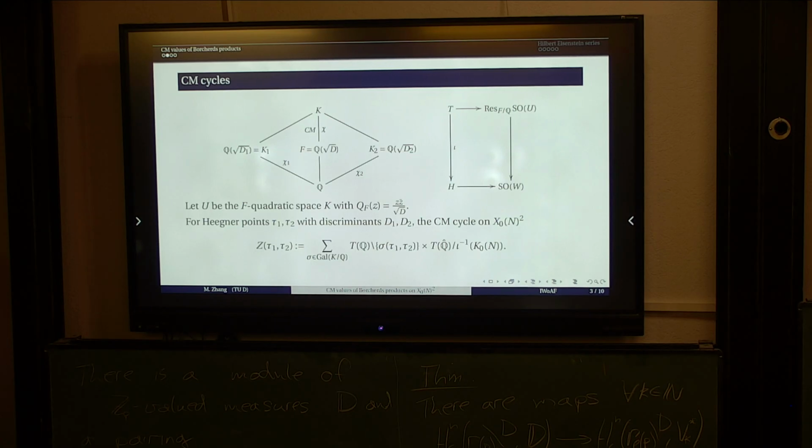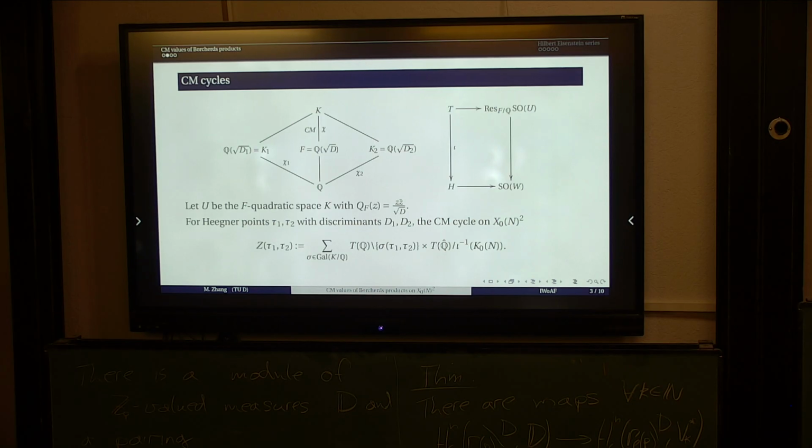We suppose K is a CM field, and then it contains a unique real quadratic subfield F, and we define the Hecke characters chi, chi1, chi2 to be those of the relative quadratic extension K over F, K1 over Q, and K2 over Q. Let U be the F quadratic space with the quadratic form norm over square root of D. Let the maximal torus T be the inverse image of the restriction of SOU from F to Q in H, and denote the embedding from T to H as iota.